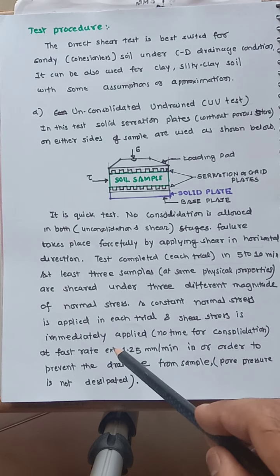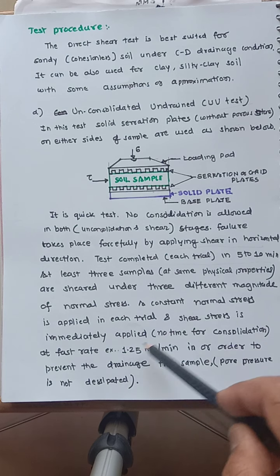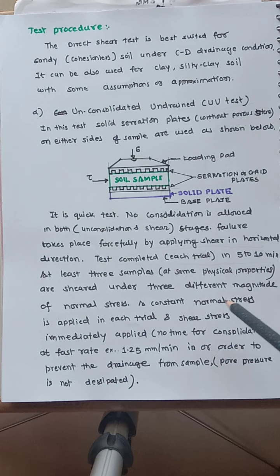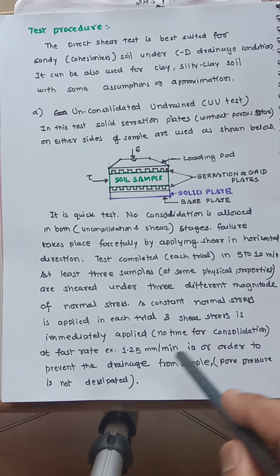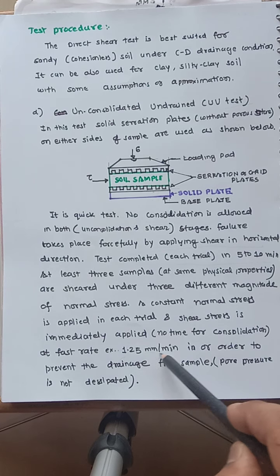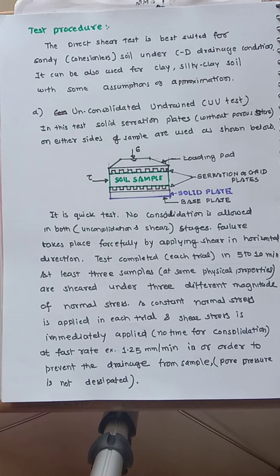So as it is an undrained test and the test has to be completed quickly, around 10 minutes maximum, the faster rate is applied, and this is adjusted in a gearbox. So the motor applies the horizontal shear at 1.25 mm per minute. So shear is applied on this, okay, and this is the proving ring on this side, 1.25 mm per minute.